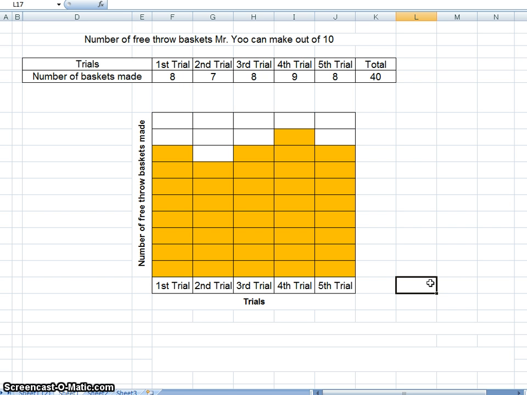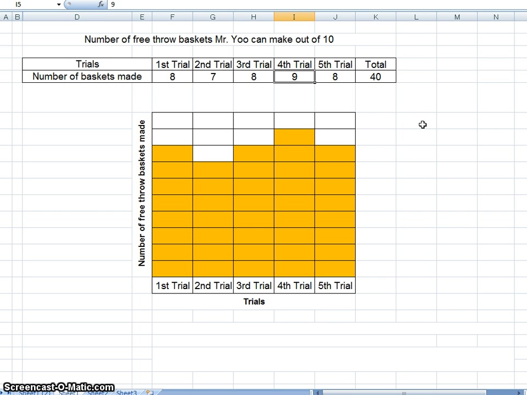Now, if you think back to what I said maybe a minute and a half or 2 minutes ago, the original question I had in mind was, how many shots will I be able to make out of 10 from the free throw line? Looking at this result, whether it's shown in the form of a table or this bar graph, it tells me that sometimes I made 8, and sometimes I made 7, and sometimes I made 9.